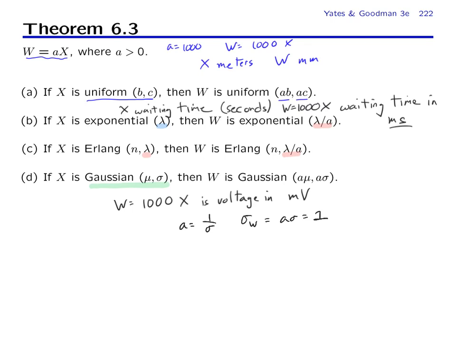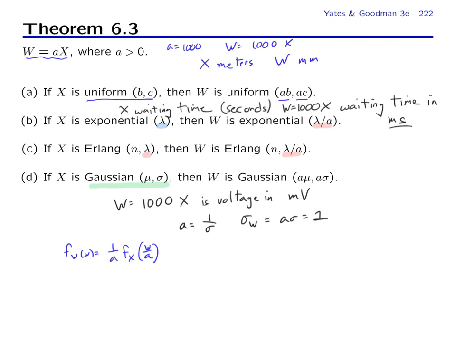So the textbook omits a proof of this theorem, and the reason it does is because, in fact, the theorem is simple algebra that follows from the PDF of W being 1 over a times the PDF of X evaluated at w over a.